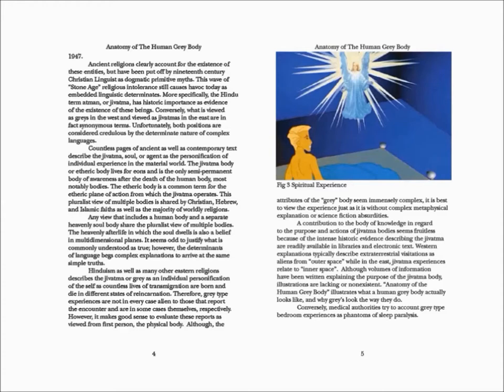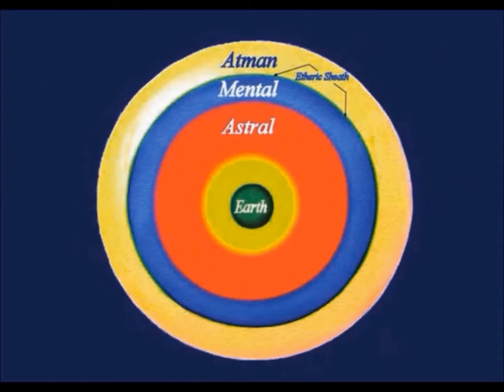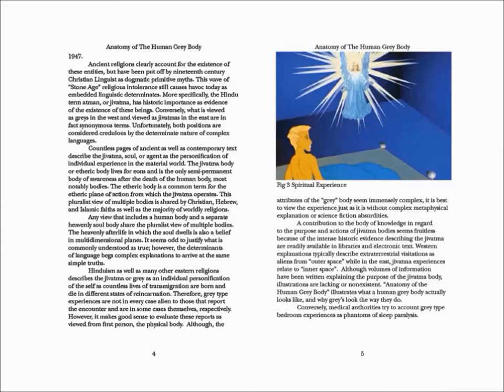This pluralist view of multiple bodies is shared by Christian, Hebrew, and Islamic faiths, as well as the majority of worldly religions. Any view that includes a human body and a separate heavenly soul body shares the pluralist view of multiple bodies. The heavenly afterlife, in which the soul dwells, is also a belief in multidimensional planes. It seems odd to justify what is commonly understood as true. However, the determinants of language beg complex explanations to arrive at the same simple truths.